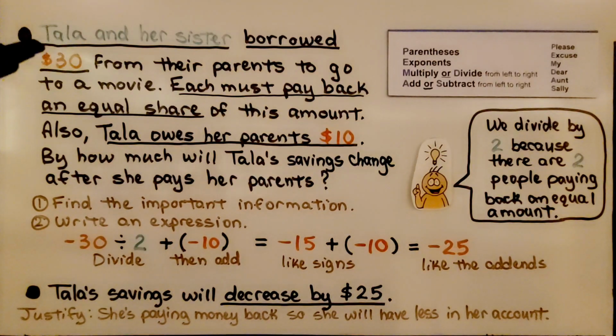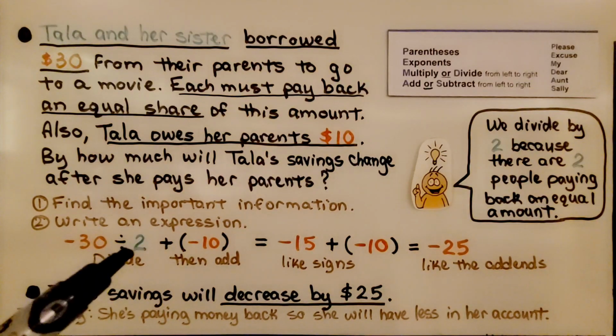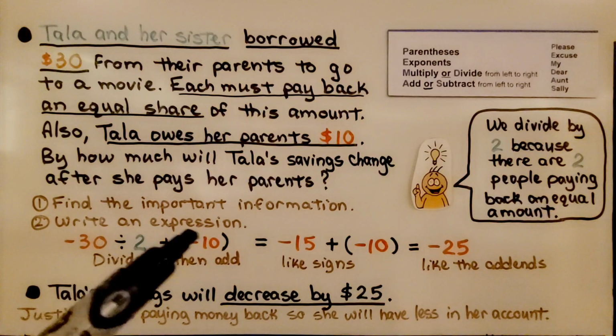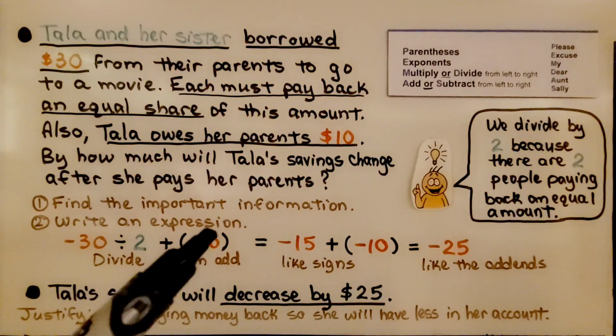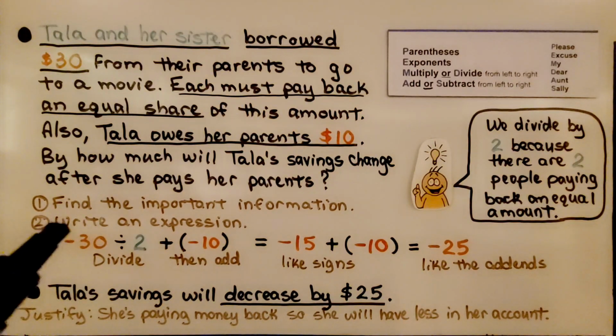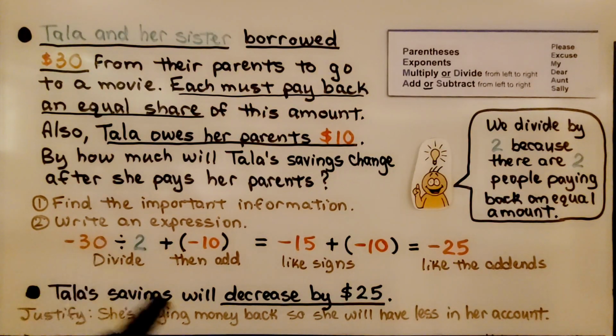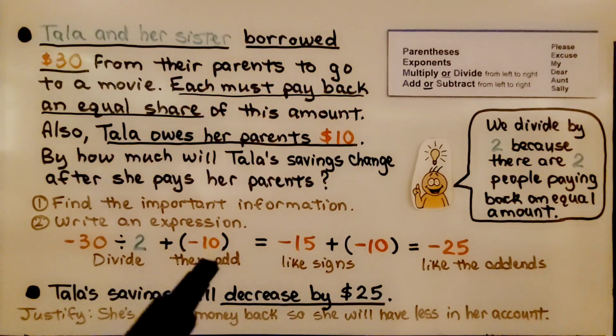We write an expression. We have $30 for both of them to go to the movie, so we're going to divide that by 2. Then we're going to add the $10 she owes as a negative 10, and we're going to divide first. Negative 30 divided by 2 is negative 15. Then we add the $10 she owes.